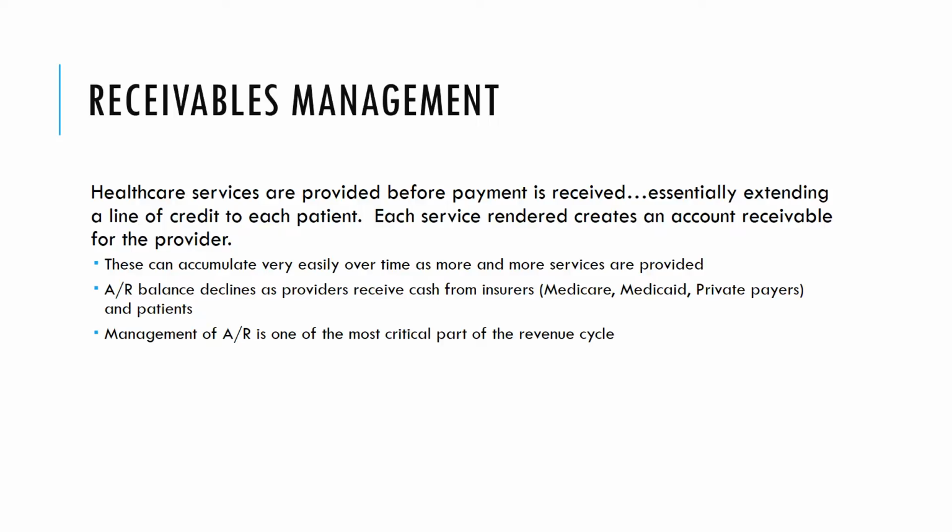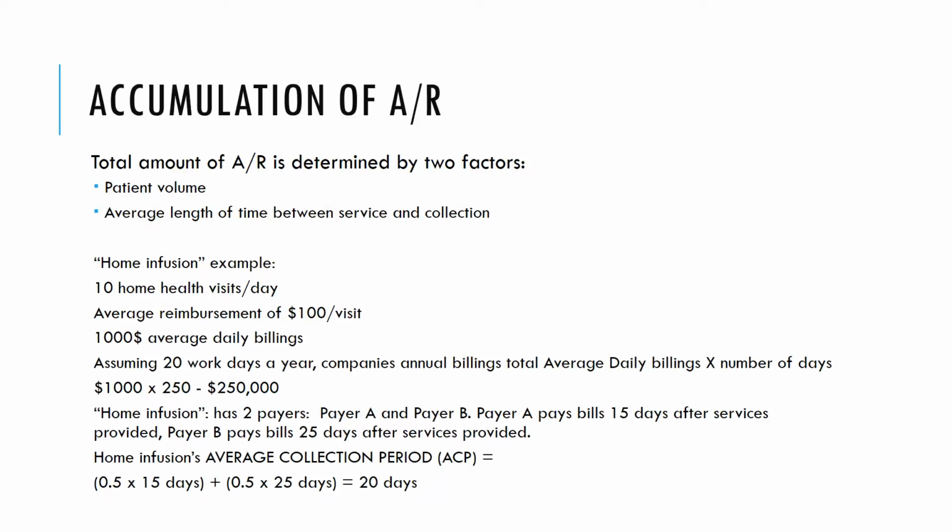Like I said, these accounts receivables can accumulate very quickly over time because the more business you're doing, the more patients you see, the more accounts receivable you accumulate. And the accounts receivable balance declines as providers receive cash from insurers. So that would be the Medicare, Medicaid, private payers, Blue Cross Blue Shield, stuff like that, and patients. And the management of accounts receivable is one of the most critical parts of the revenue cycle. So the accumulation of accounts receivables is extremely important.